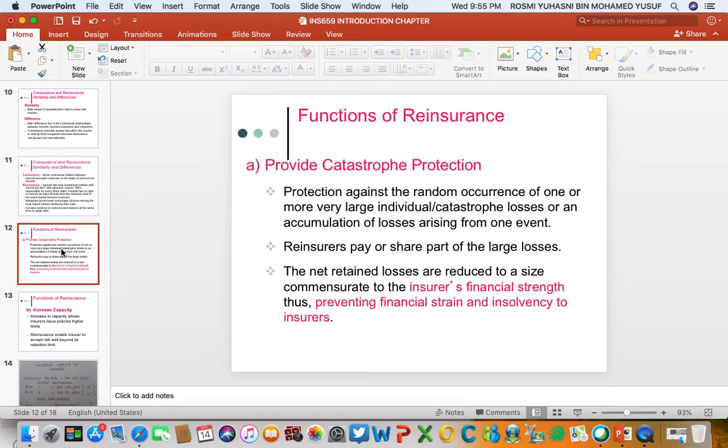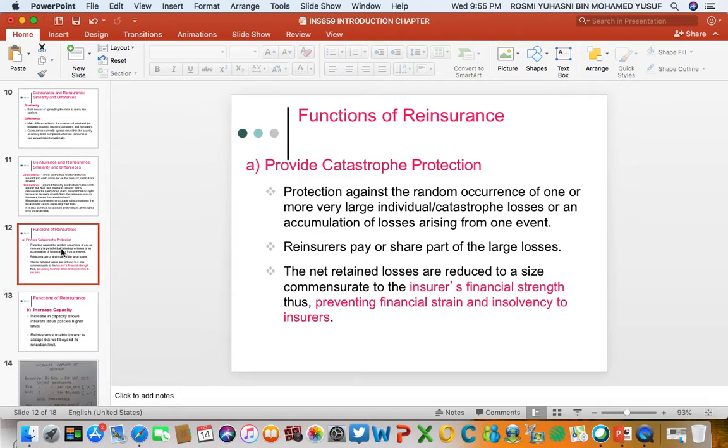So what is catastrophic loss? Catastrophic loss is a major loss. It can be, for example, natural disaster. When it comes to natural disaster like flood, earthquake, the magnitude of loss is going to be very, very huge. So insurer might face difficulties to pay claim when it comes to catastrophic loss.